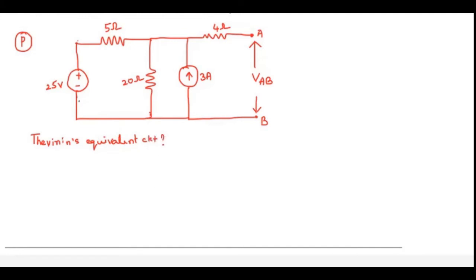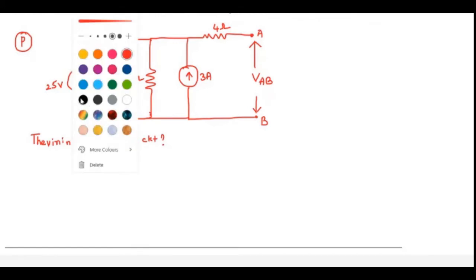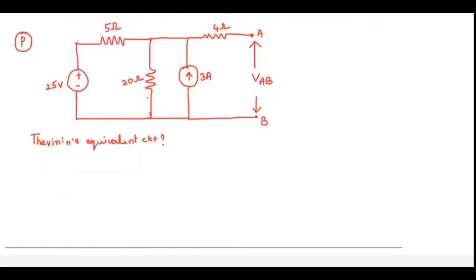To calculate that, the problem already states that the terminals are open circuited. So we need to calculate VAB across the AB terminals. When this is open circuited, this 4 ohms has no significance, so we will neglect these 4 ohms. Why? Because the current that comes here is an open circuit, so the current will be 0. So the equivalent circuit will become as follows.